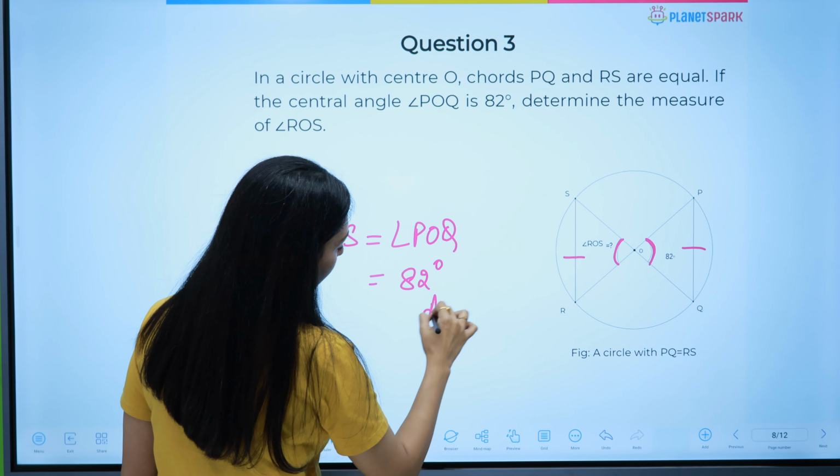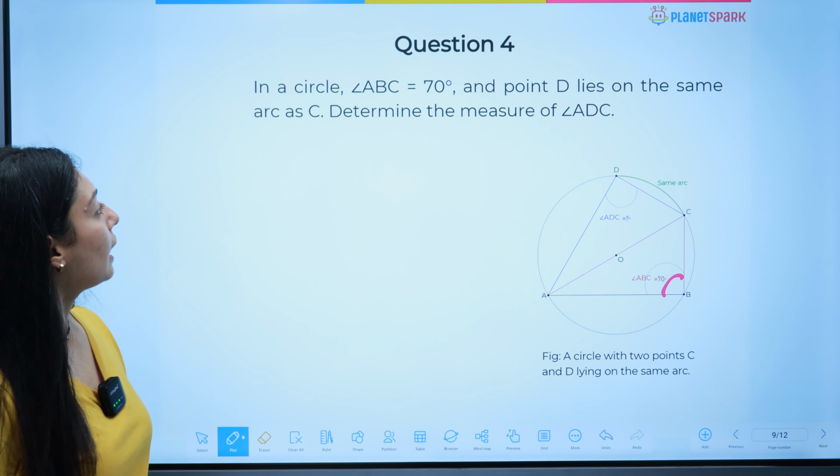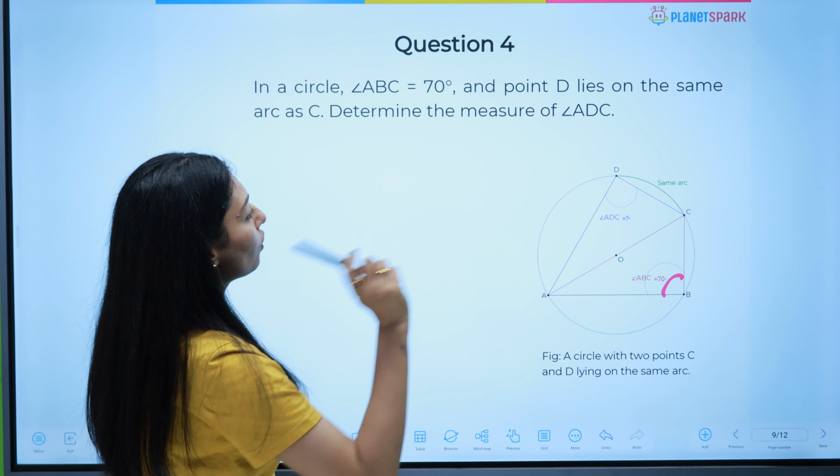Okay, next one. In a circle, angle ABC is 70 degrees. This angle is given to be 70 degrees and point D lies on the same arc as C. Here we have point D. Determine the measure of ADC.